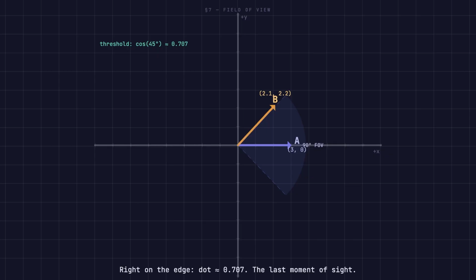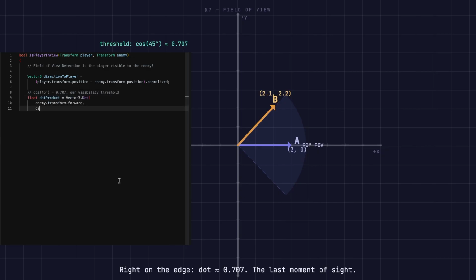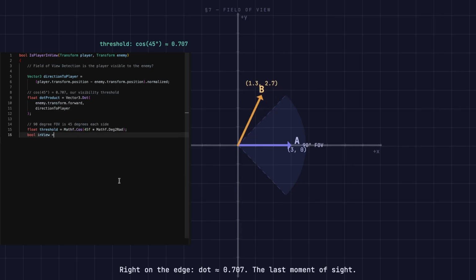Cos 45 is approximately 0.707. That's our threshold. We take the dot product of the enemy's facing direction and the direction from the enemy to the player, both normalized. If the result is greater than 0.707, the player is within 45 degrees.